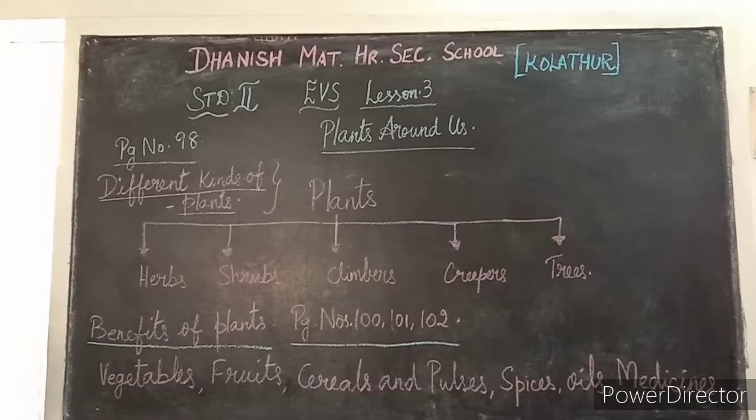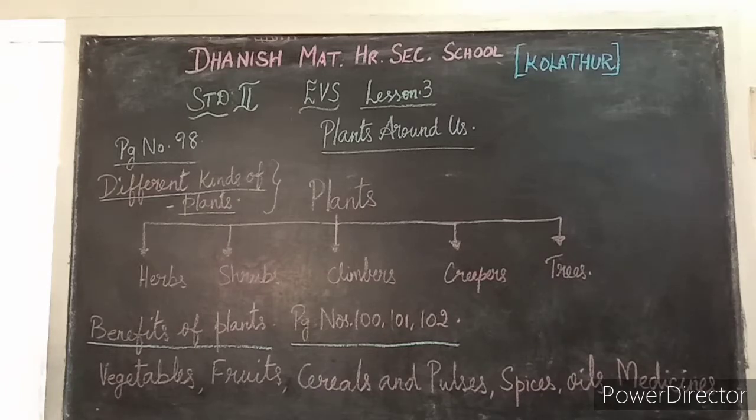In Tamil, they have already given the names here. You can see that in your book. So these plants are called climbers. Climbers have weak stems and they need support to grow. They want to climb up, so they want support to climb. They are weak, so they need support to climb and to grow. So broad beans, snake gourd, ridge gourd are the best examples for climbers.